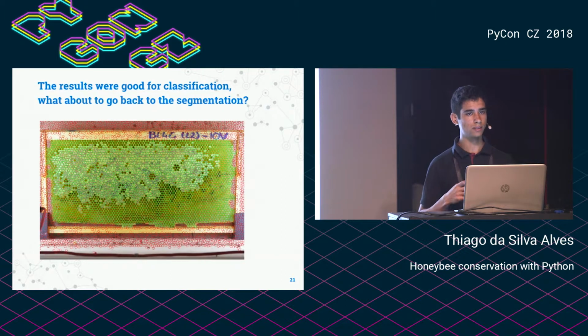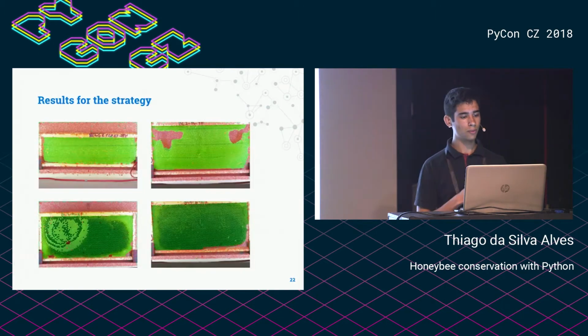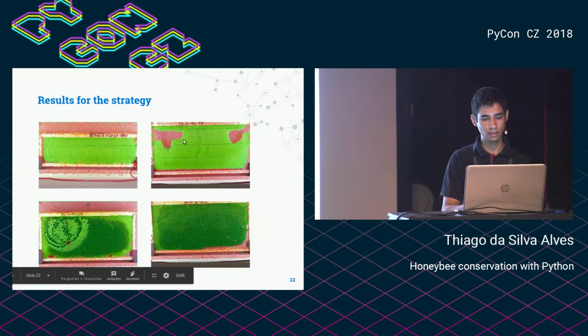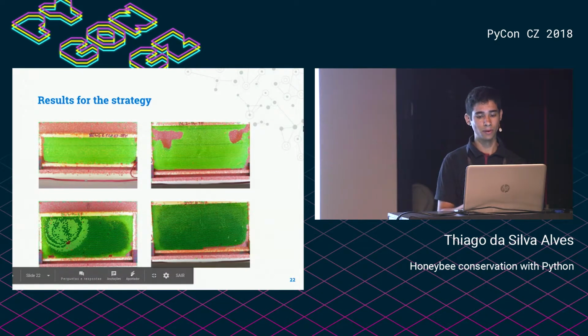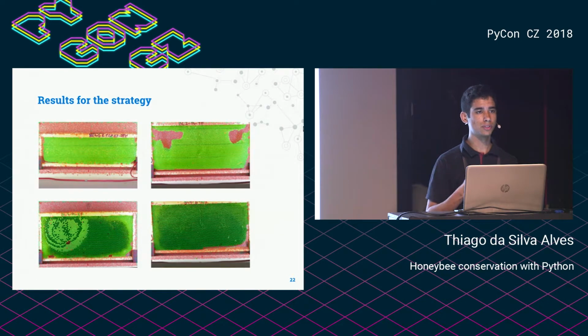So we created this data set and used a GoogLeNet network architecture, the Inception architecture, to make this training. And we got some good results with it. We can see that even in those cases where we couldn't solve with our last approaches, we could solve with this one. So the results were really good.